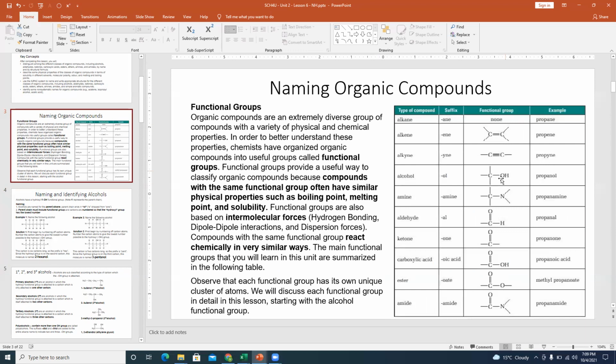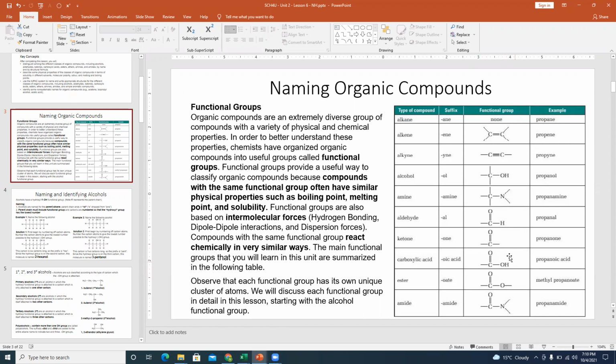Alcohols, this hydroxy group, this OH. Amines, carbons and nitrogens form a bond together. Aldehydes, you have a carbonyl group with a hydrogen at the end of a molecule. Ketone, very similar to the aldehyde, but instead of being at the very end of a molecule, it's in the middle of the molecule. There's something else on this side, something else on that side.